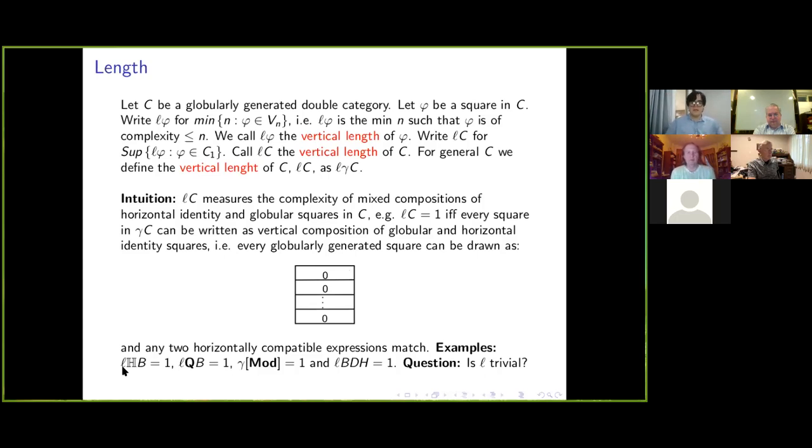Actually, the length of the trivial double category associated to a bicategory is 1. Quintets, again, is 1. Bracketed Mod is 1. The Bartels-Douglas-Henriques double category is 1. So yeah, of course, the question is, is this trivial?